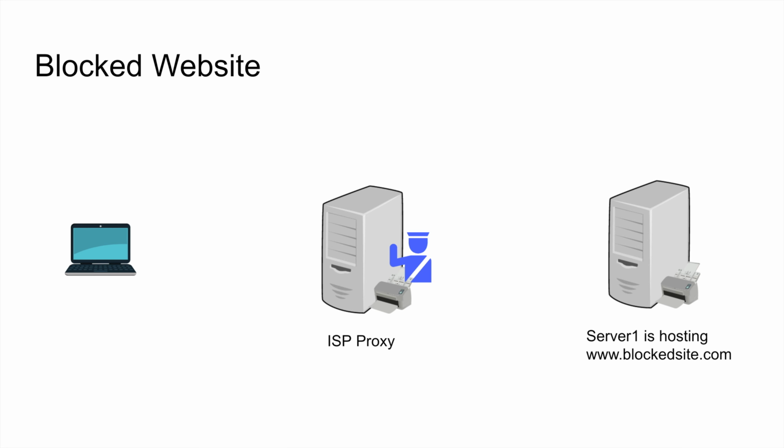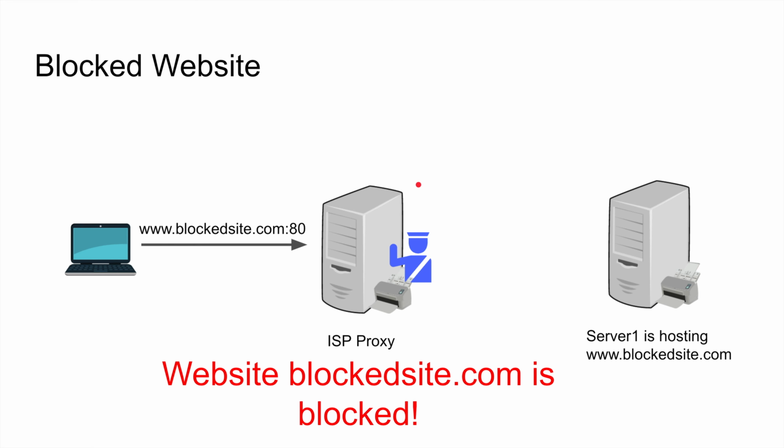Now let's talk about the third type of tunneling. You have a blocked website. You have an ISP that is blocking, I don't know, a political site or something. It just doesn't want you to watch something. It's kind of hiding things. It doesn't want you to view certain sites. So you want to go to blocksite.com and your ISP proxy says, hey, sorry, blocksite.com, hosted on server 1, is blocked. And it can do that because it's an HTTP proxy, because it can look at the site. If it's a TCP proxy, it cannot do that, obviously.